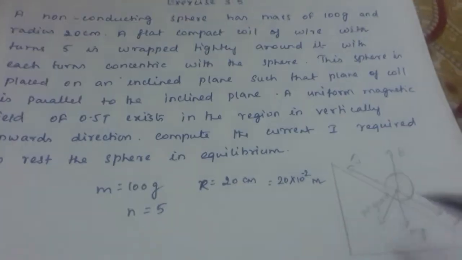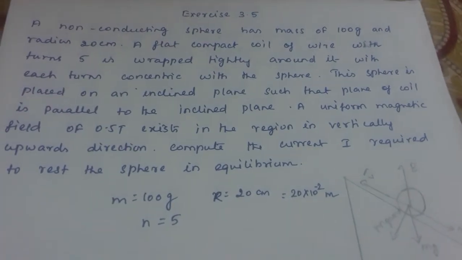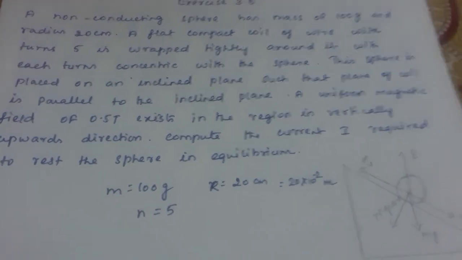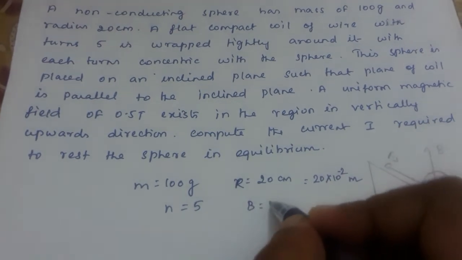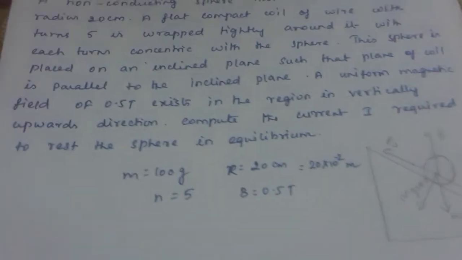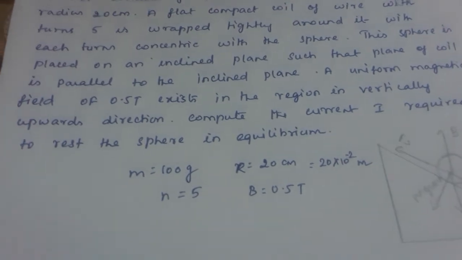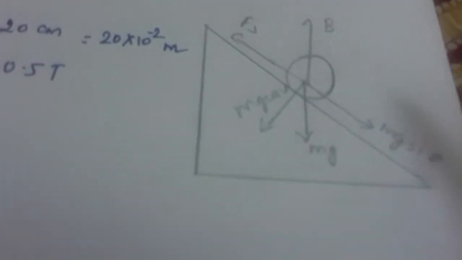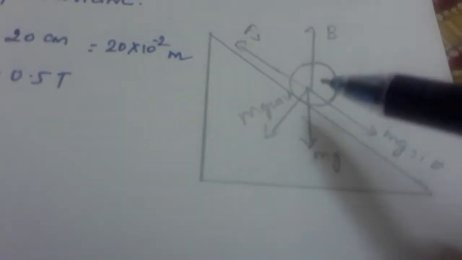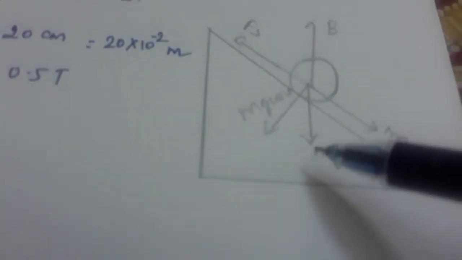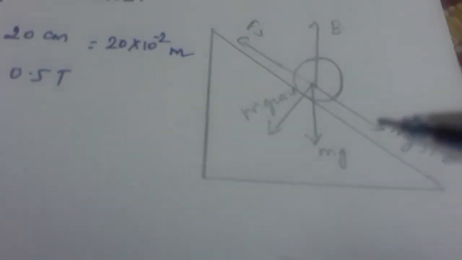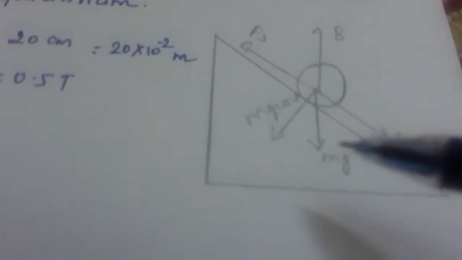Okay. Now this is placed on an inclined plane. That is, the plane of the coil is parallel to the inclined plane. Okay. Now a uniform magnetic field of 0.5 Tesla is applied vertically in the upward direction. So we have to find out the current required to keep the sphere in equilibrium. Now here, in the downward direction, the gravitational force of the sphere will act, that is mg. In the upward direction, the magnetic field is acting. Now the sphere is at rest.